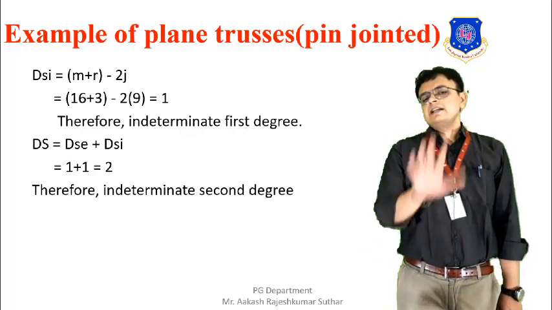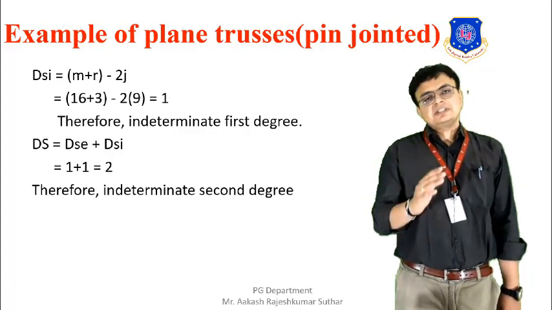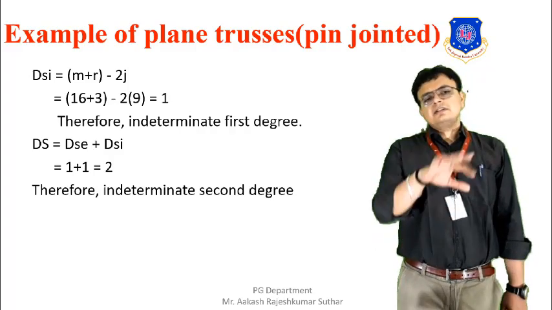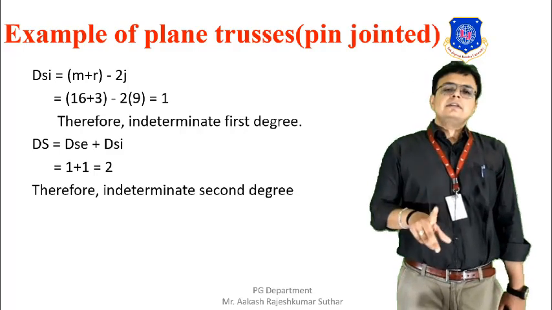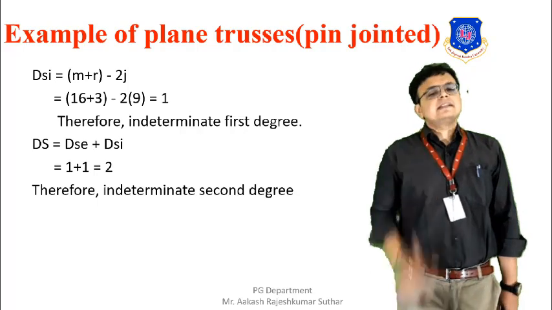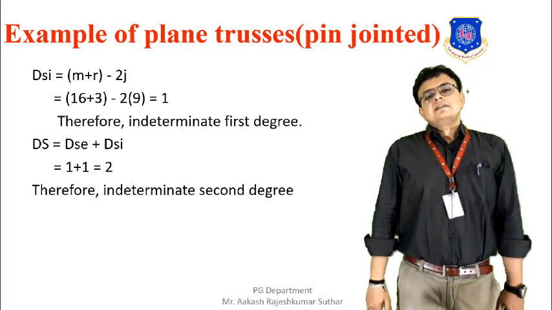So the final static indeterminacy of the truss will be equal to DSE plus DSI. In the DSE we are getting one value, and in the DSI we are also getting one value. So we just have to add both these values, and finally we can say that our structure is indeterminate to the second degree.